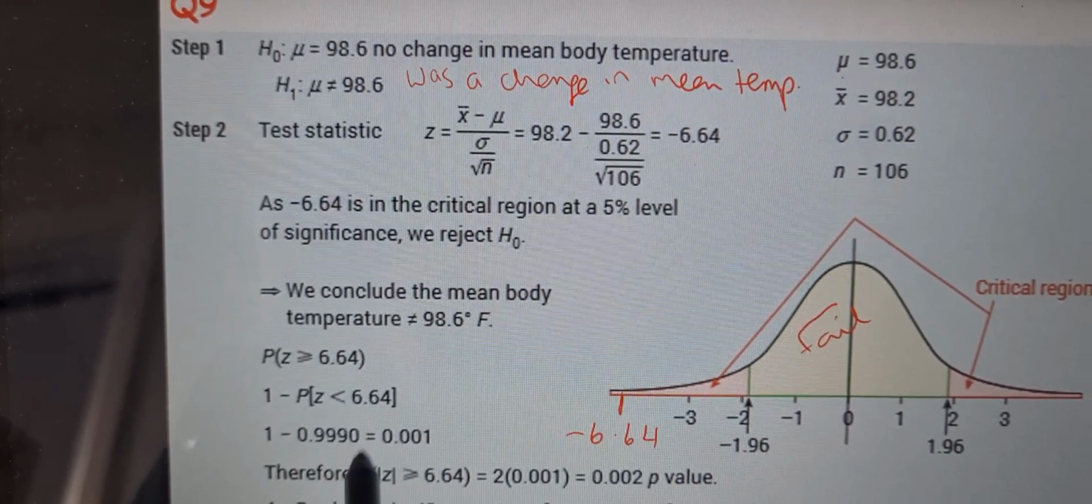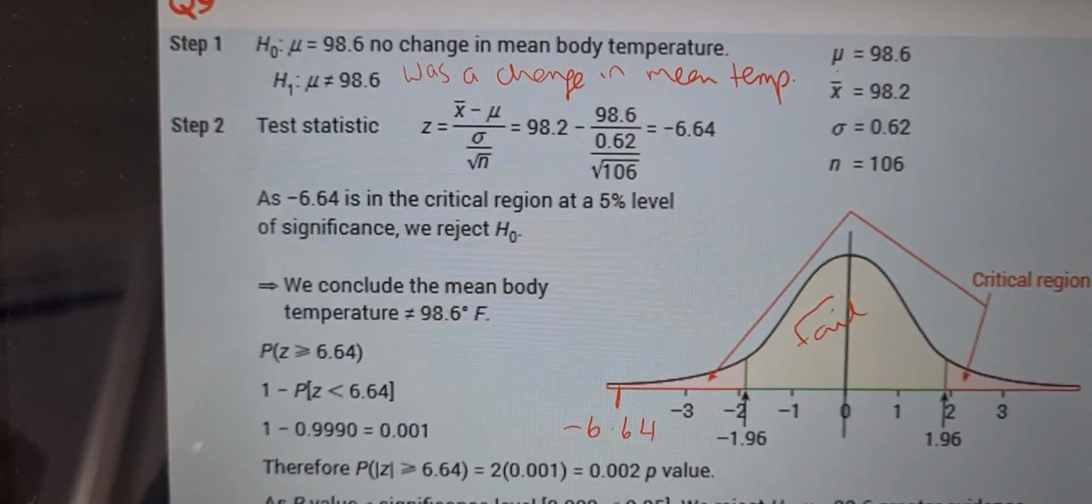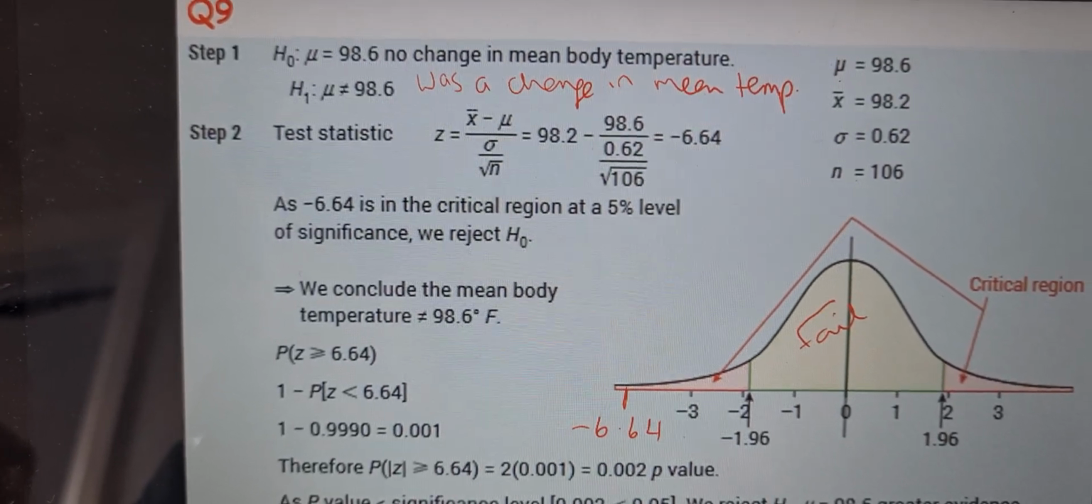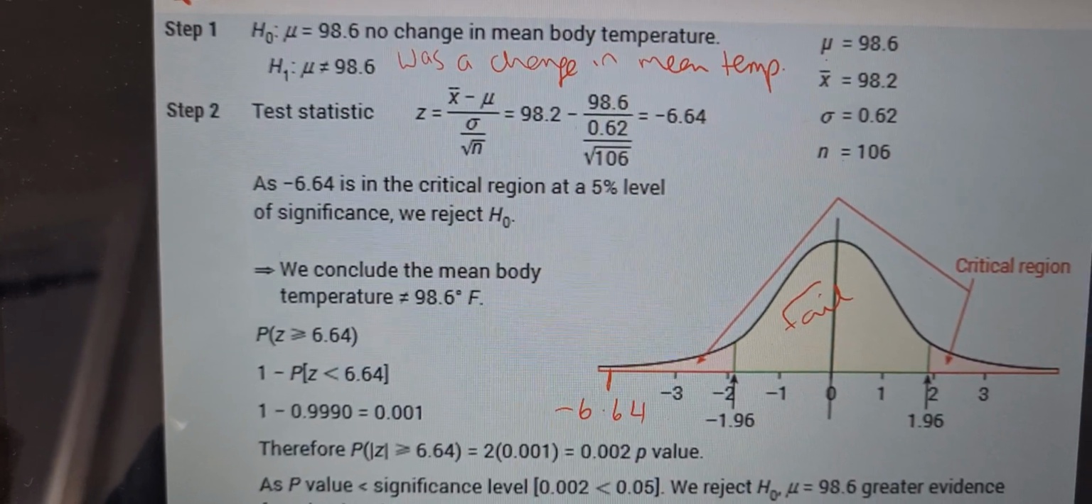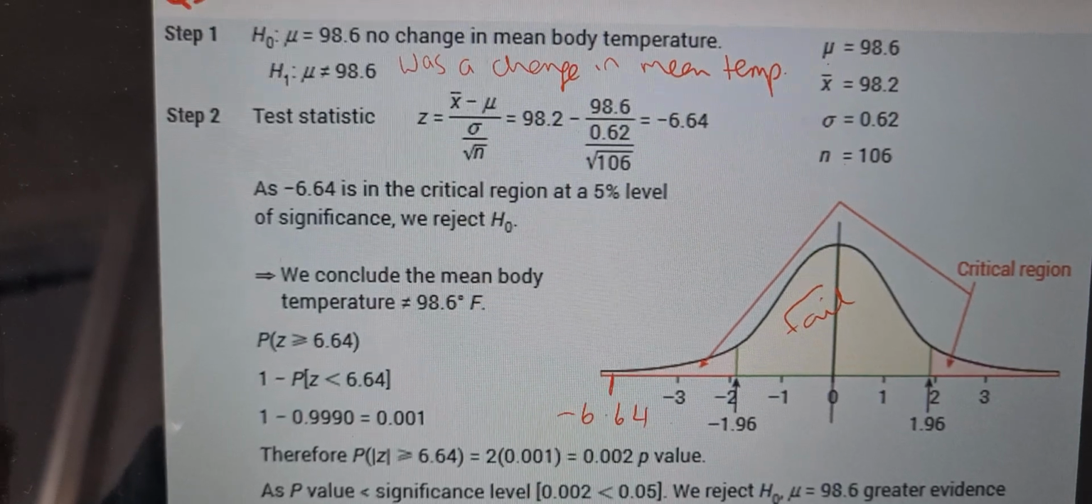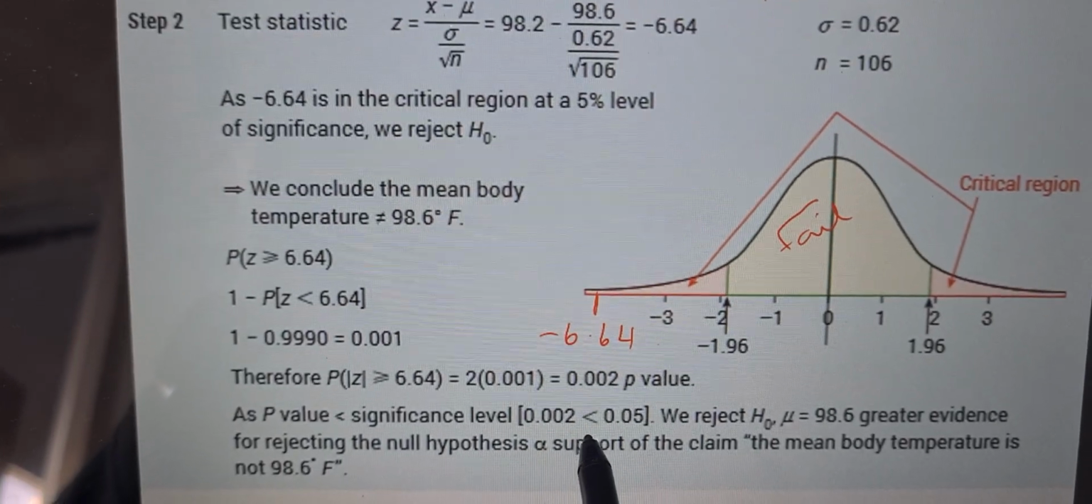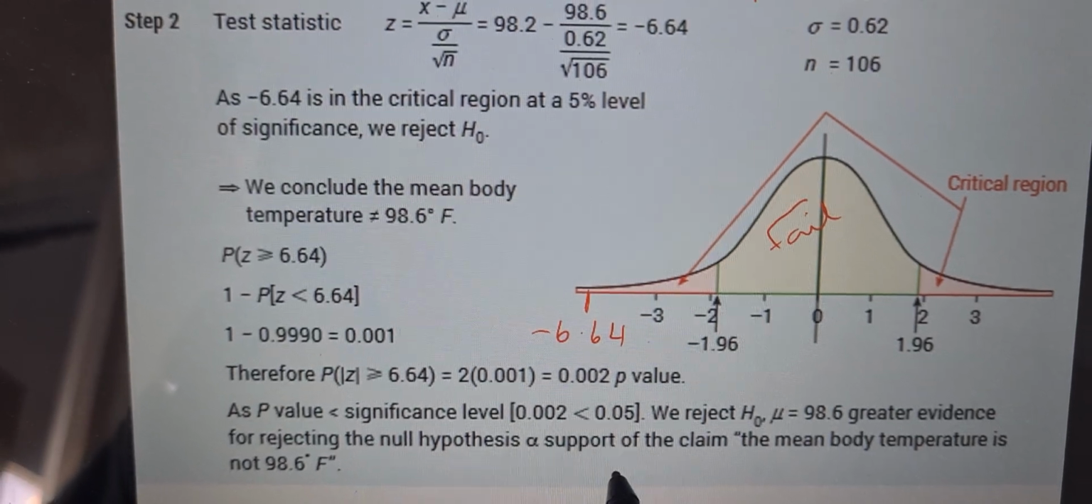Eventually they'd say it was 99.9%. So 1 minus 99.9% is 0.01 of a percent. So it's pretty much non-existent. But anyway, therefore your p-value would be less than your level of significance, which means we were right to reject H0 when we did in the first place.